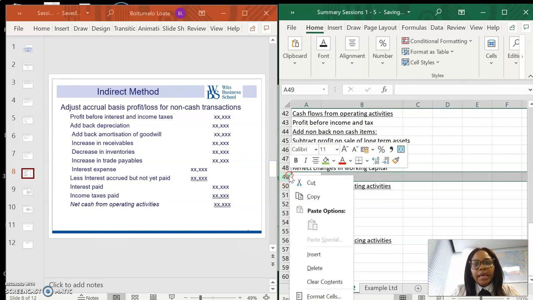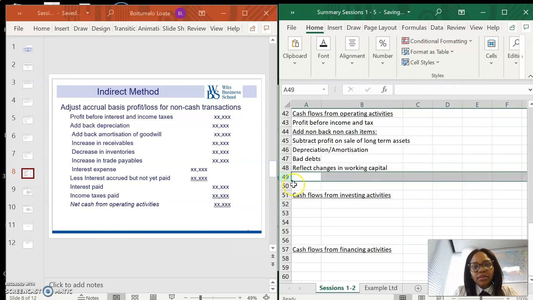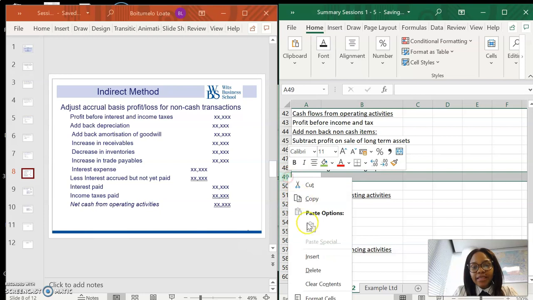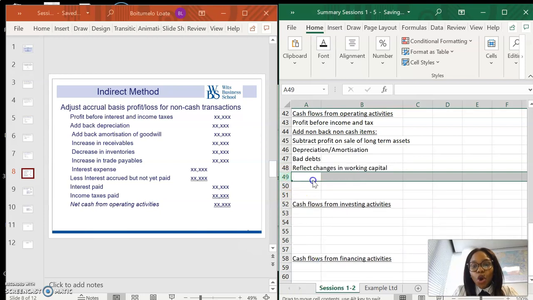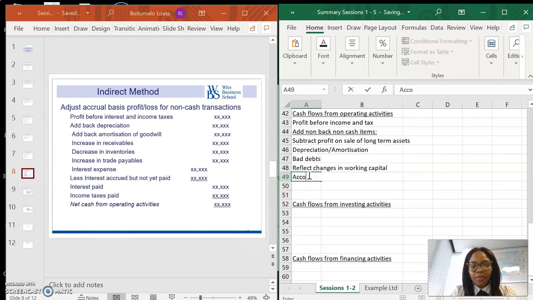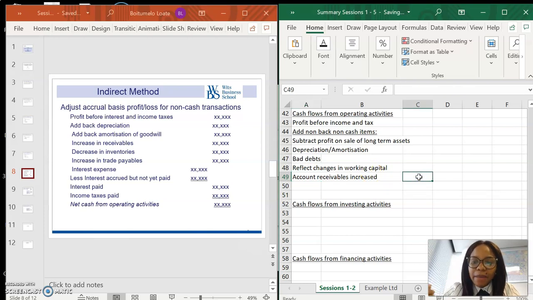If your accounts receivable, the people that owe me money and from whom I need to receive money, have increased, it means I have funded the receivables. I've given them more credit. If I've given them more credit and allowed them to take out assets in my business, it's going to reflect an outflow.